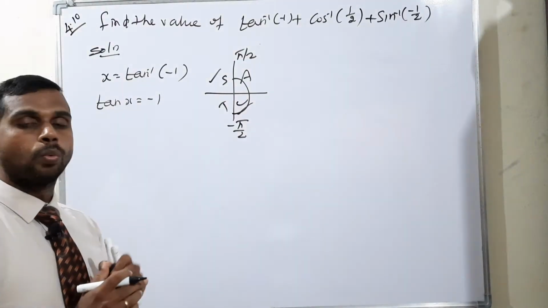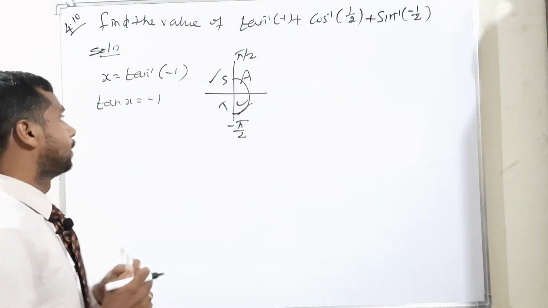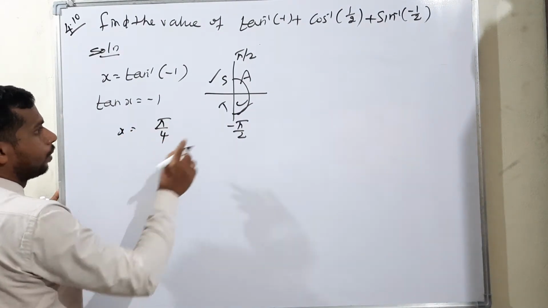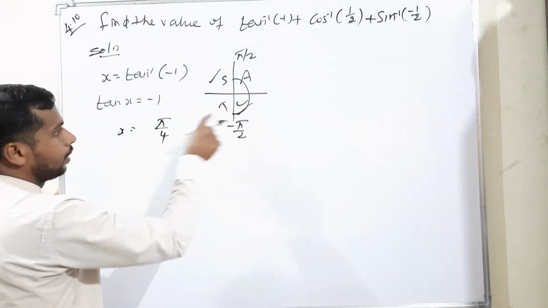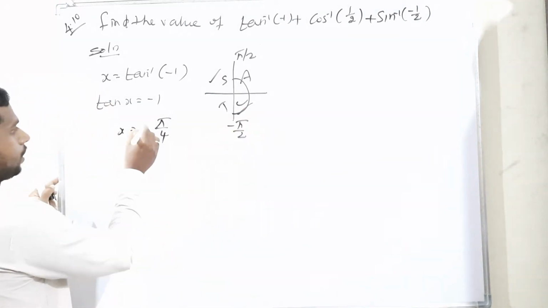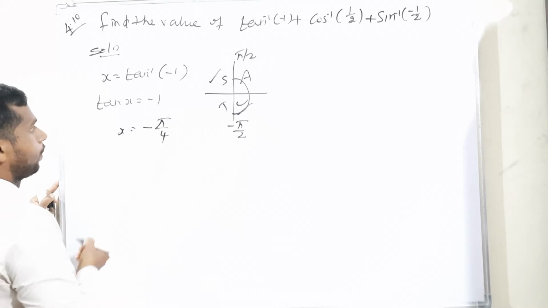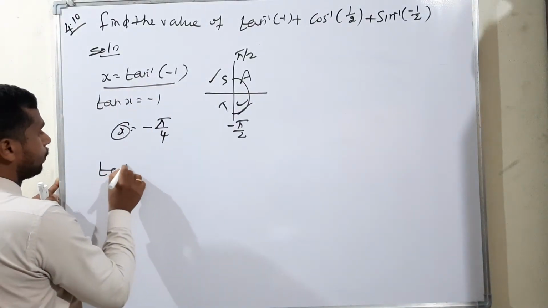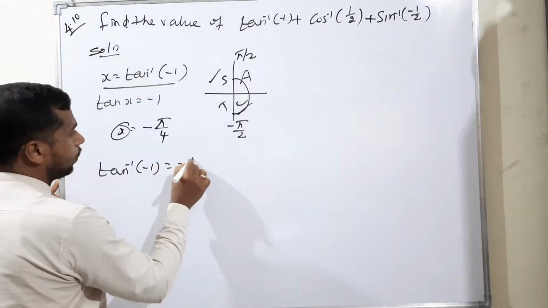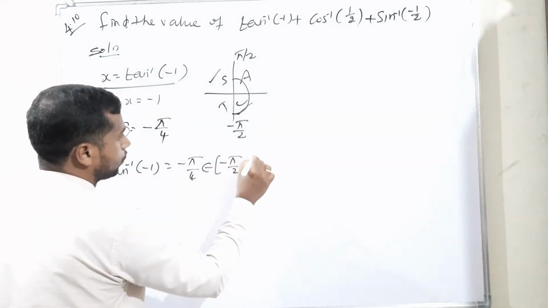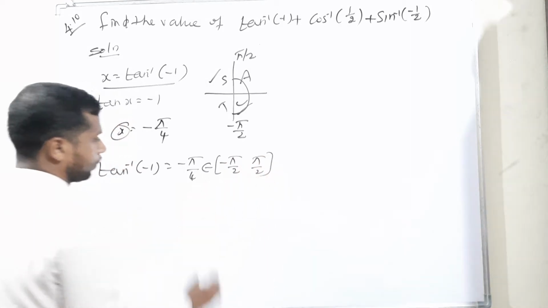What is the result for 1? Actually pi by 4, isn't it? So definitely x is equal to pi by 4, but according to the circle, tan will be in the fourth quadrant, where cos is only positive. So definitely we can write it as negative pi by 4. So tan inverse of minus 1 is equal to negative pi by 4. It belongs to negative pi by 2 to positive pi by 2.